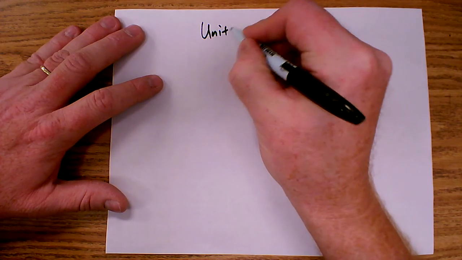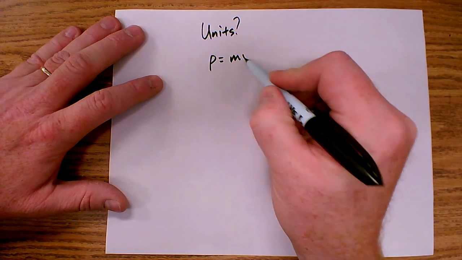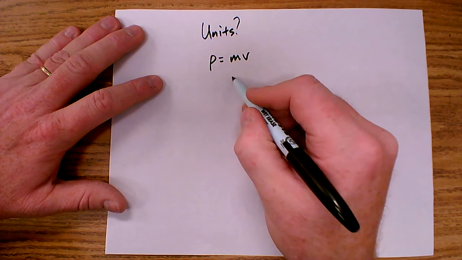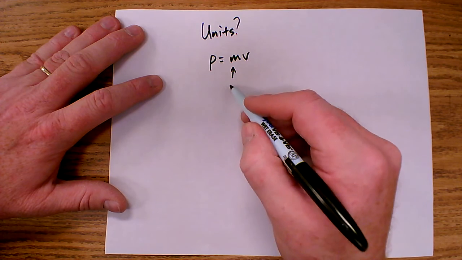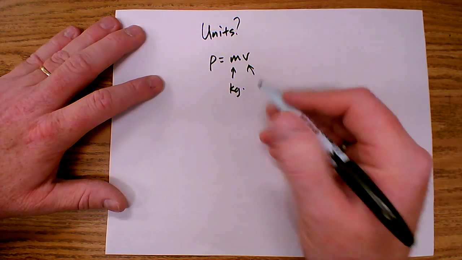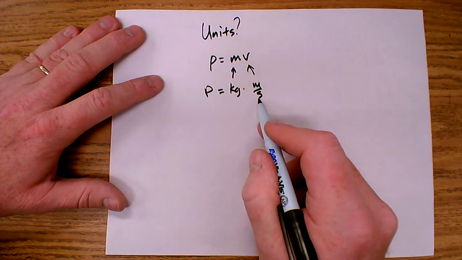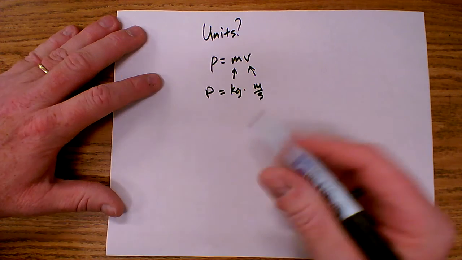What are the units of momentum? Probably should have talked about this earlier. But if we look at the formula, P equals mv, the units of momentum will be the units of m, units of mass are kilograms, times the units of v, units of velocity are meters per second. So the units of momentum are kilogram meters per second.